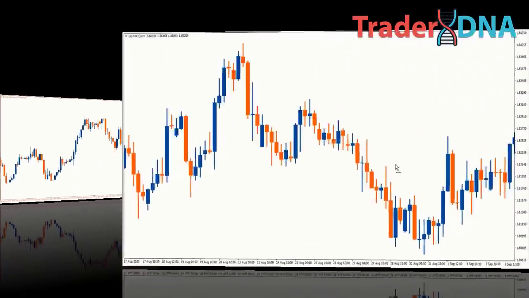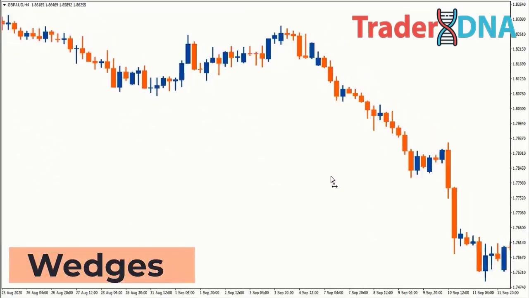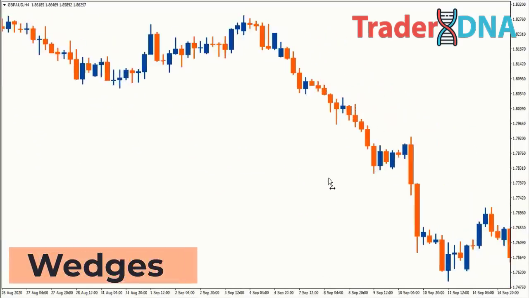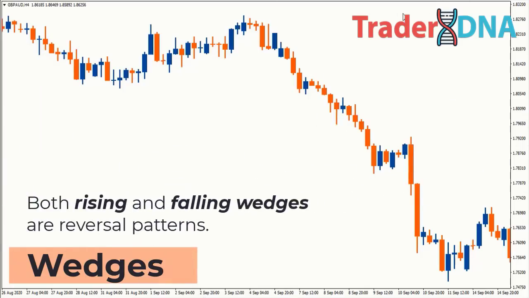Seventh, wedges. Wedge pattern is a type of chart pattern that is formed by converging 2 trend lines. There are 2 types of wedge, rising and falling. Both rising and falling wedges are reversal patterns, with rising wedges representing a bearish market and falling wedges being more typical of a bullish market.